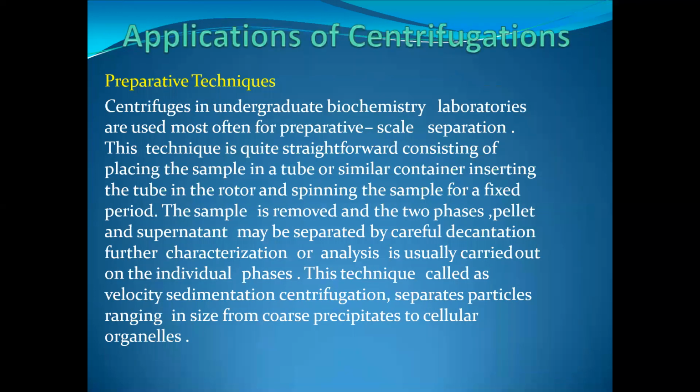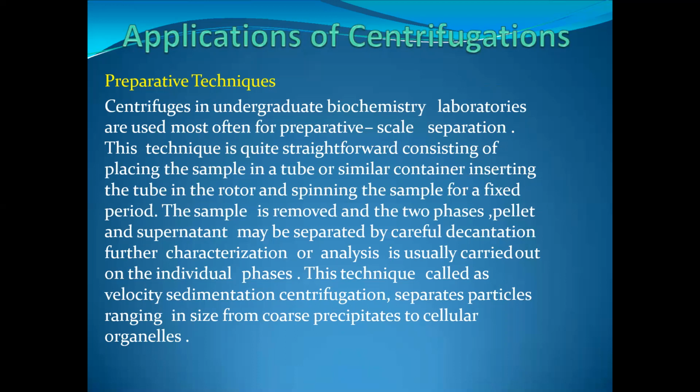Then applications of centrifugation. First of all, preparative techniques. Centrifuges in undergraduate biochemistry laboratories are used most often for preparative scale separation. This technique is quite straightforward, consisting of placing the sample in a tube or similar container, inserting the tube in the rotor, and spinning the sample for a fixed period. The sample is removed and the two phases, pellet and supernatant, may be separated by careful decantation. Further characterization or analysis is usually carried out on the individual phases.